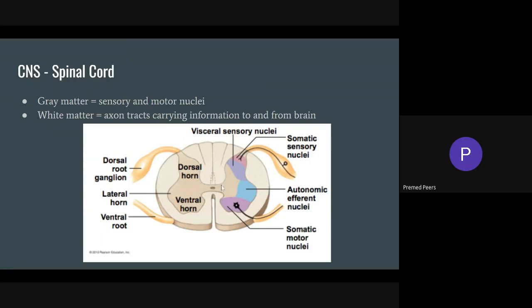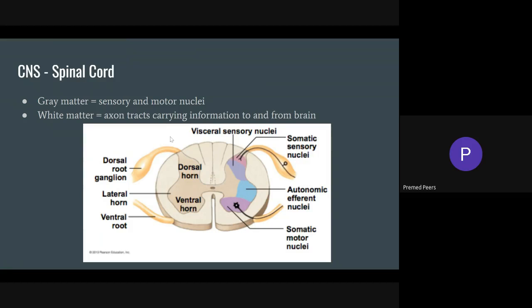But overarching view, gray matter is going to be your sensory motor nuclei. And then your white matter is all of this surrounding stuff. And that is the axons that are carrying information to and from the brain, like we talked about before. So with that example of damage to white matter, your spinal reflex arc could still be preserved because your gray matter is intact.